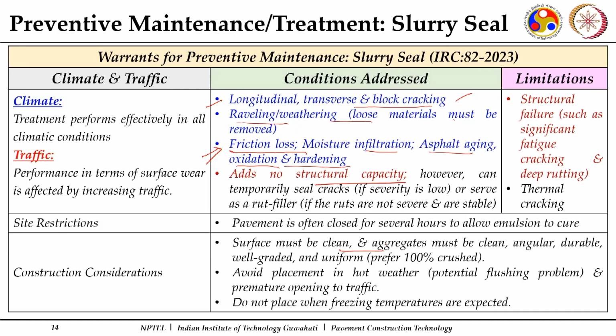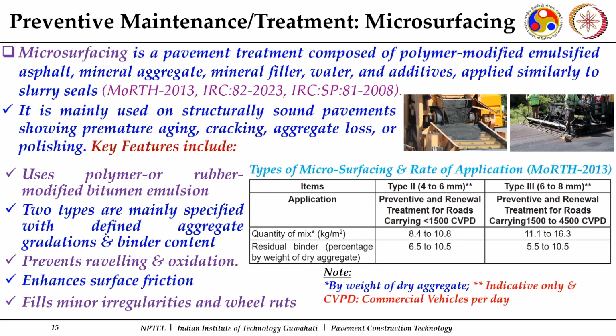So whenever these applications are to be made, the construction conditions are well mentioned: the surface must be clean, and the aggregates must be clean, angular, durable, well graded, and uniformly preferred 100% crushed aggregates. Then only the desired benefits can be achieved by these preventive maintenance treatments.